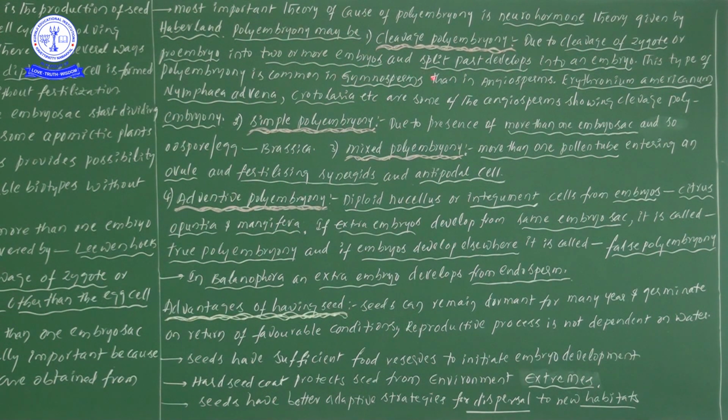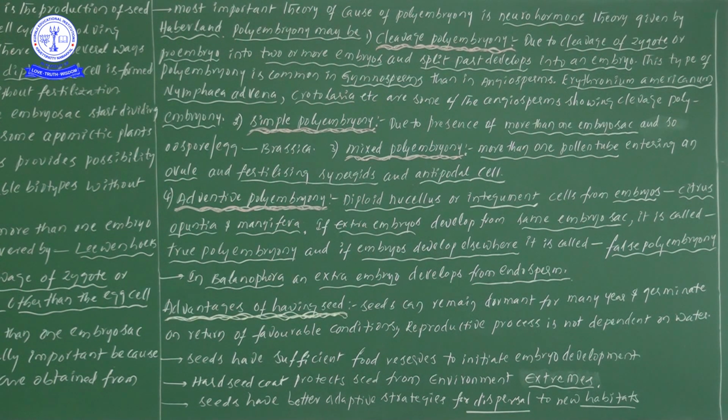So all the broken parts, the split parts, develop into embryos. The point you understood here: zygote or proembryo splits, and all the split parts develop into embryos. Thereby we can observe the presence of more number of embryos.